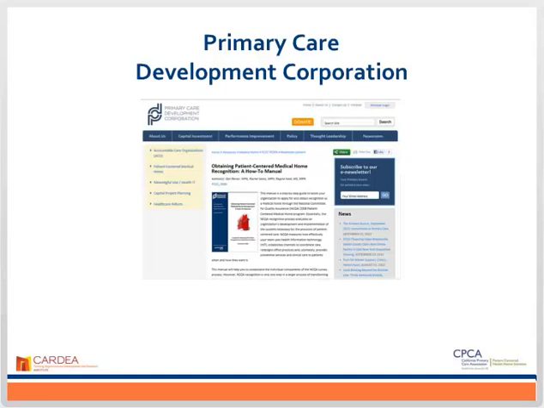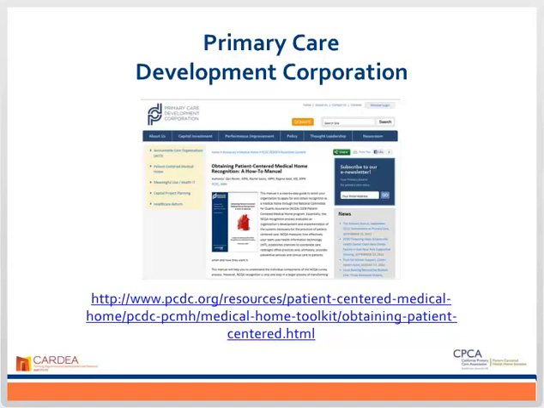The Primary Care Development Corporation produced Obtaining Patient-Centered Medical Home Recognition, a how-to manual. PCDC is a nonprofit organization dedicated to expanding and transforming primary care in underserved communities to improve health outcomes, lower health costs, and reduce disparities. The manual is a step-by-step guide to assist community health centers and other safety net providers in applying for and obtaining NCQA Physician Practice Connections Patient-Centered Medical Home, or PCMH program. A link to the manual is provided on this slide.